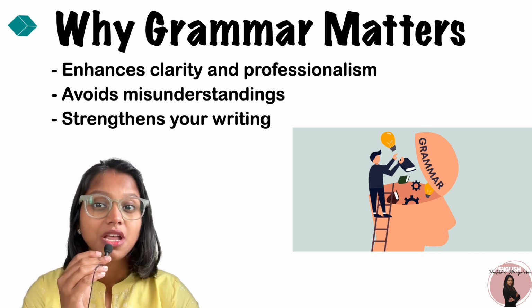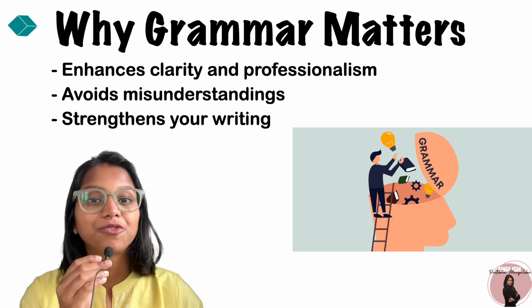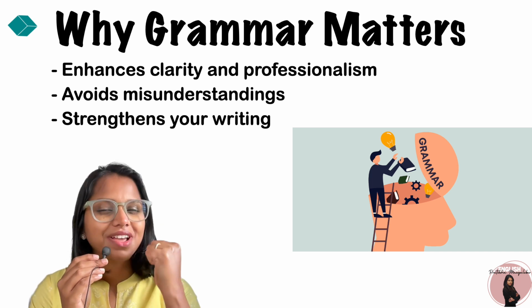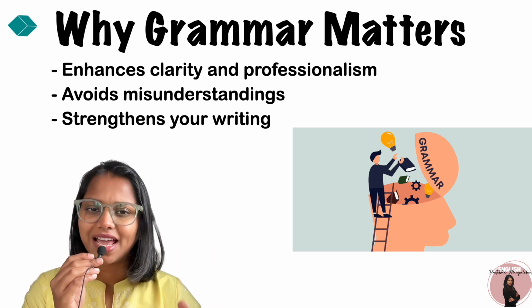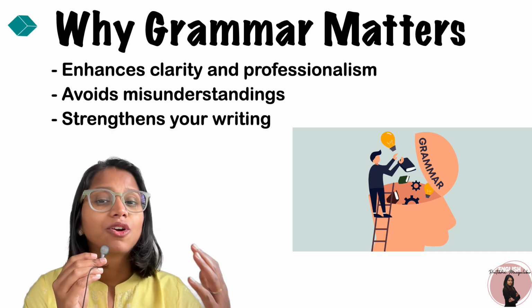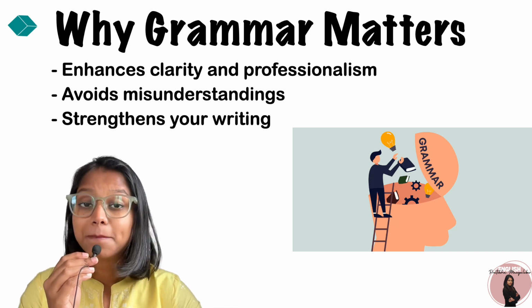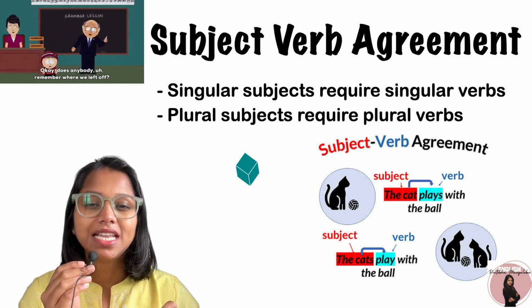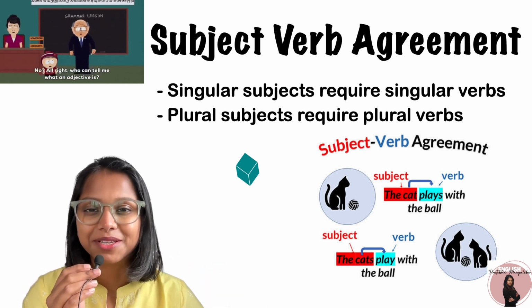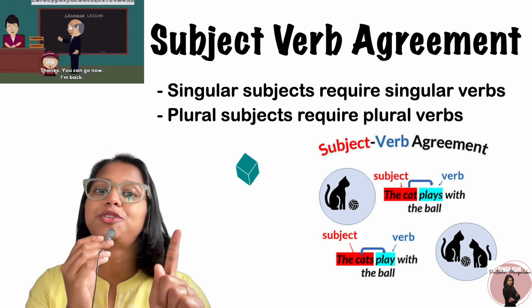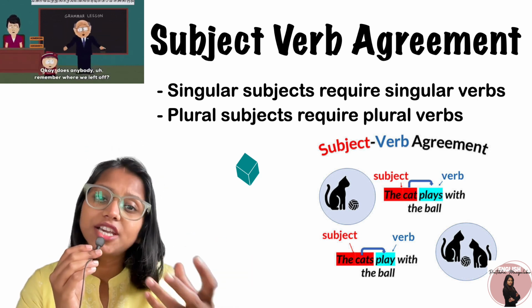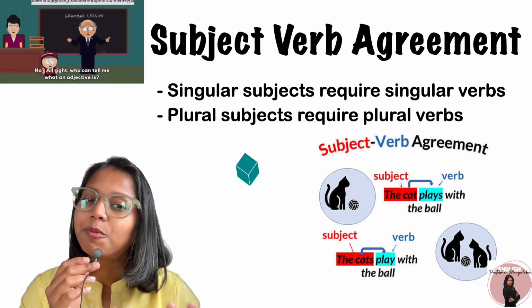Grammar is crucial because it enhances clarity and professionalism, avoids misunderstandings for the reader, and strengthens your writing. Let's dive into how to spot and correct common grammar mistakes. Please note that I am not covering all the grammar topics but just dealing with topics that are commonly mistaken. First is subject verb agreement. Ensure that singular subjects have singular verbs and plural subjects have plural verbs.